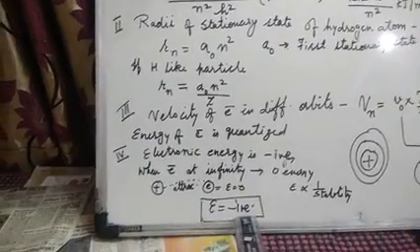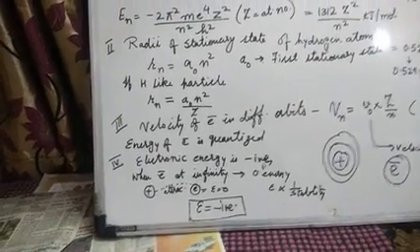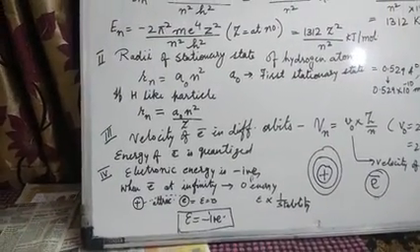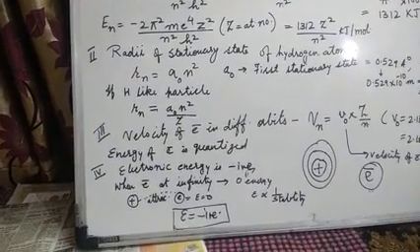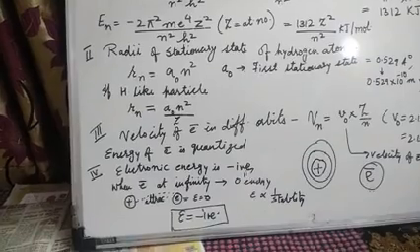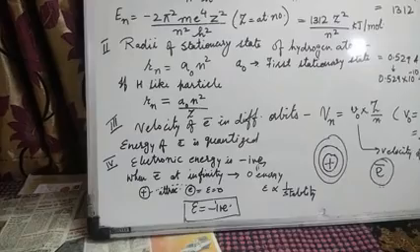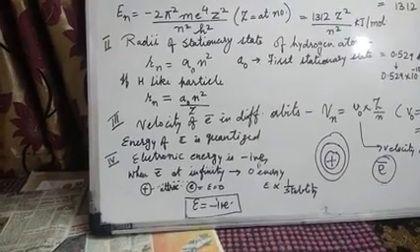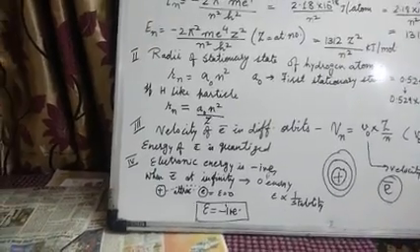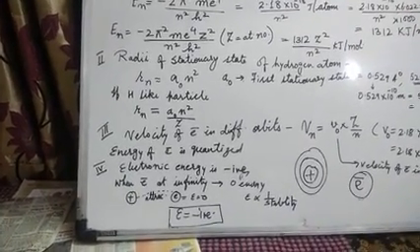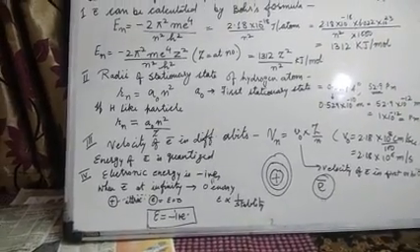So for today, students, this much is there. Lots of formulas we have done today. First was the energy of an electron. Second was the radii of stationary state of hydrogen atom. Third was velocity of an electron in different orbits. And the next concept we did is electronic energy is negative. Why is it so? So do these topics nicely, students.